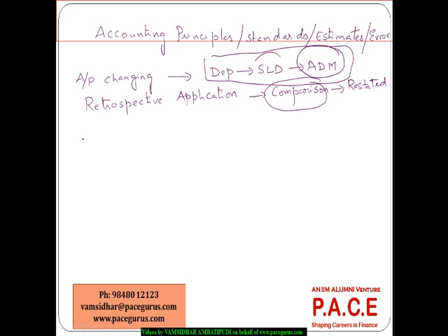But if there is an estimate change instead of a principle change, and when I say estimate change, it could be as simple as a salvage value on an asset. Earlier they thought that the salvage value is 500 bucks, but now they are estimating that the salvage value is only 200 bucks. Or probably they are expecting a change in the useful life.